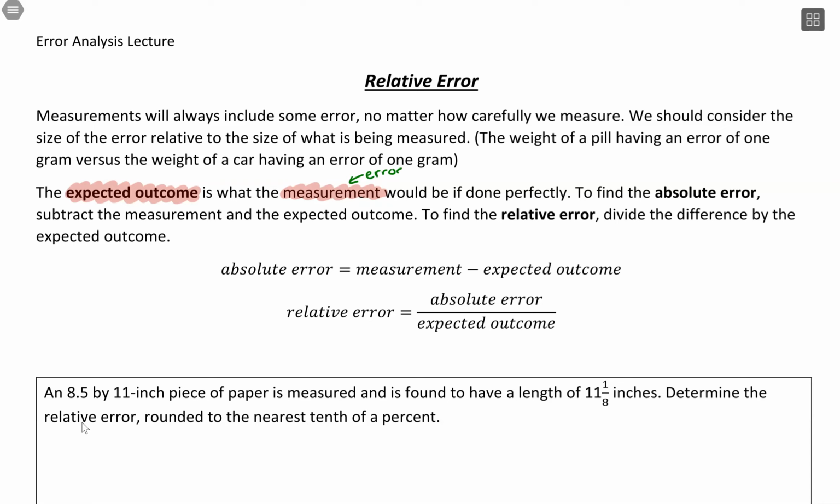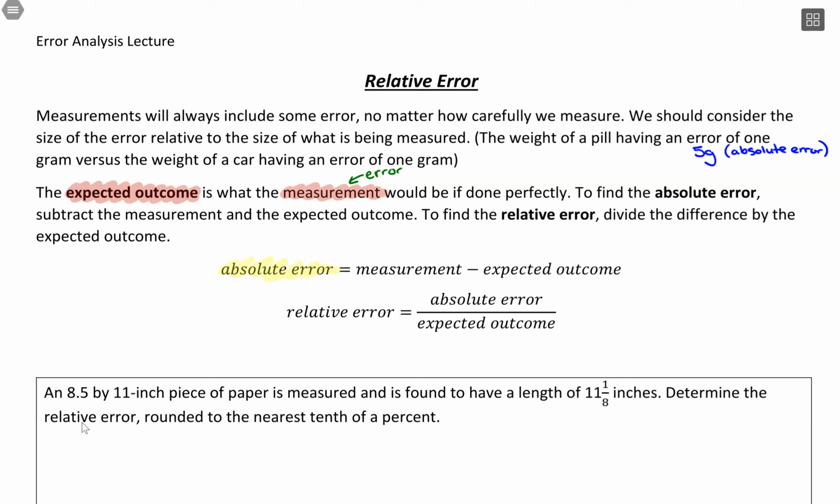So that's where absolute error comes in. It's the difference between the measurement that we take and the expected outcome. So the difference between those two values is our absolute error. In my example above, if I said there were 5 grams of error, that would have been describing an absolute error. And that's where we don't really get a sense of the scale of the thing that we are measuring, like how bad is that 5 grams of error?